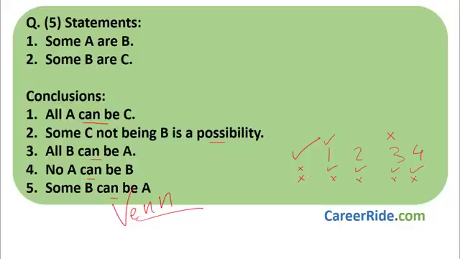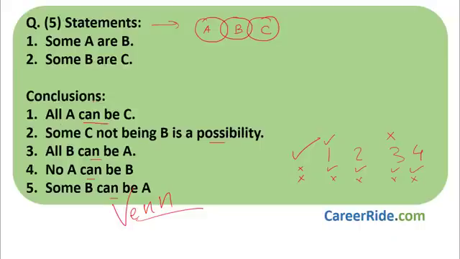What is the statement? Some A are B. This is A, this is B. Some B are C. Now let's move on to our main diagram. Both the statements are included in this diagram.